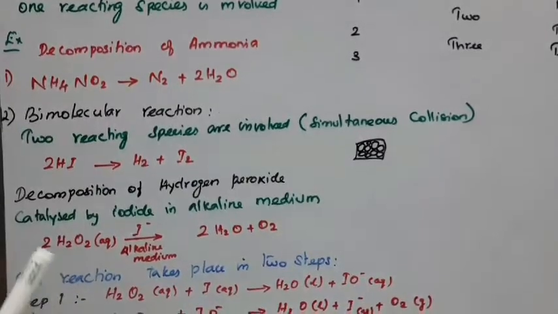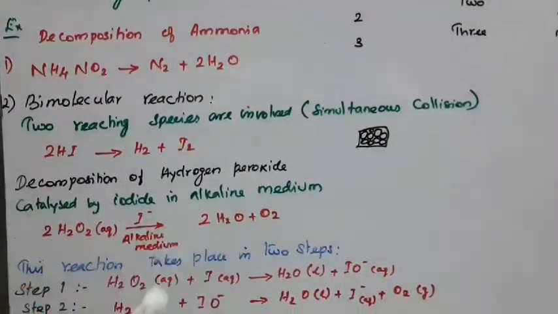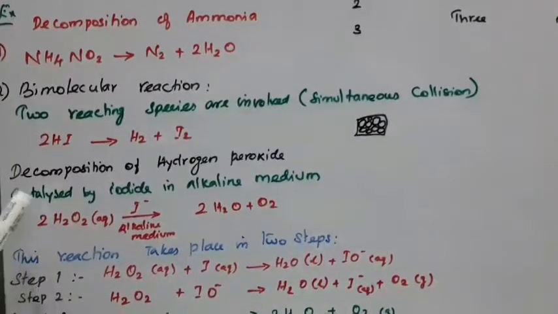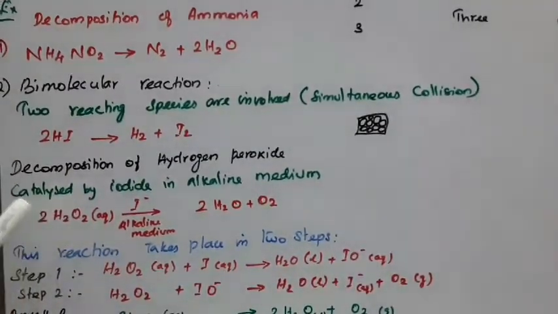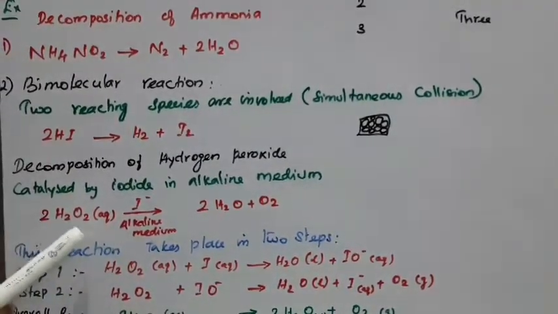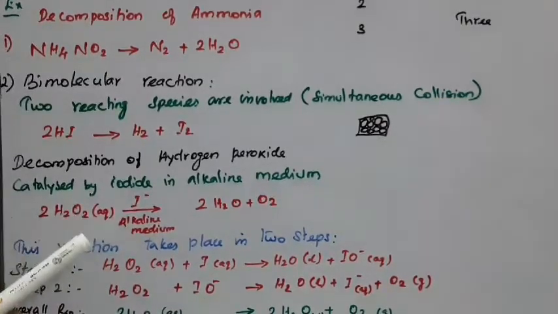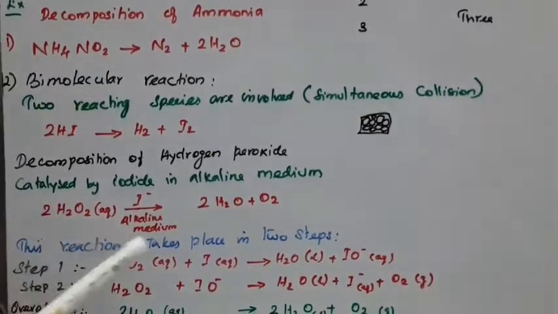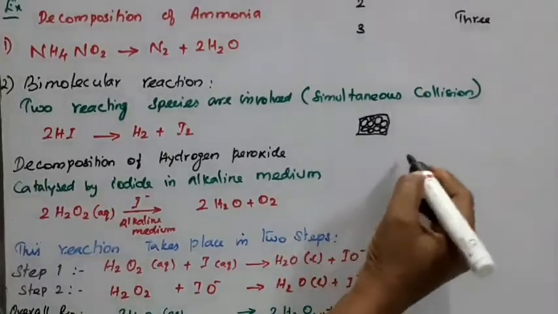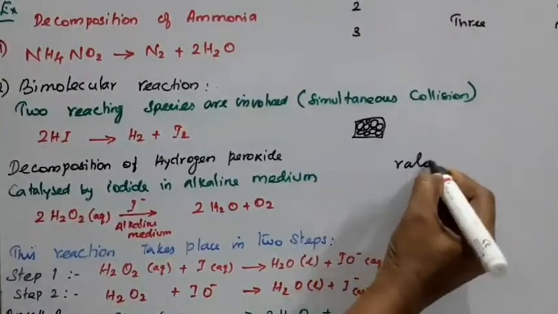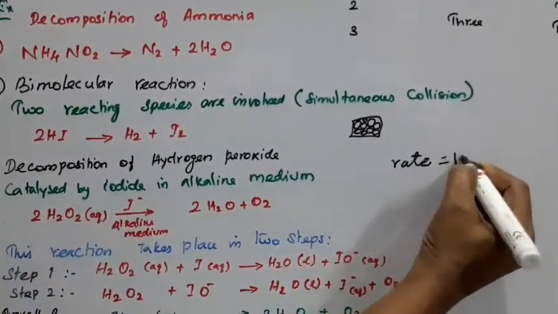Right. Next, decomposition of hydrogen peroxide. This hydrogen peroxide decomposition reaction is a first order reaction. First order means the rate equals, listen, the rate constant K.